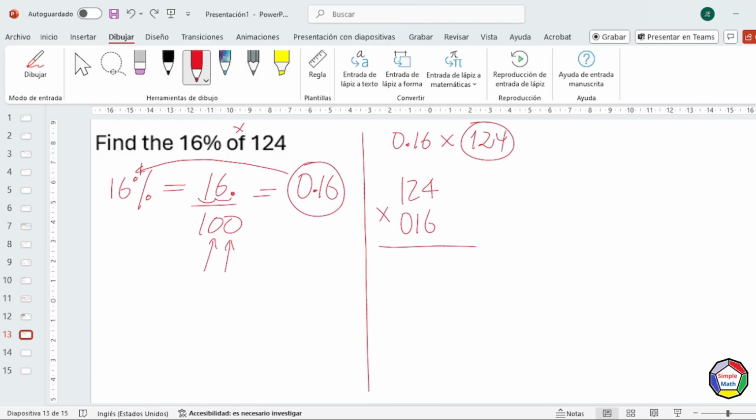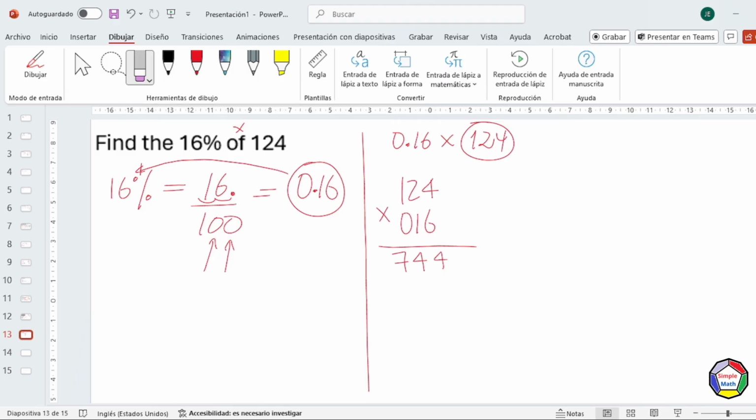Okay, 6 times 4 is 24. 4 and you carry 2. 6 times 2, 12, plus 2, 14. 4 and I carry 1. And then 6 times 1, 6, plus 1, 7. Let's check. 6 times 4, 24, I carry 2. 6 times 2, 12, and 2, 14, I carry 1. 6 times 1, 6, plus 1, 7. I think this is good.